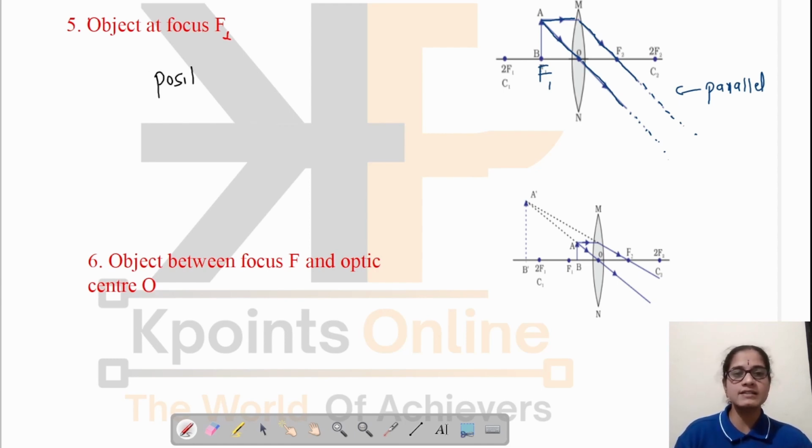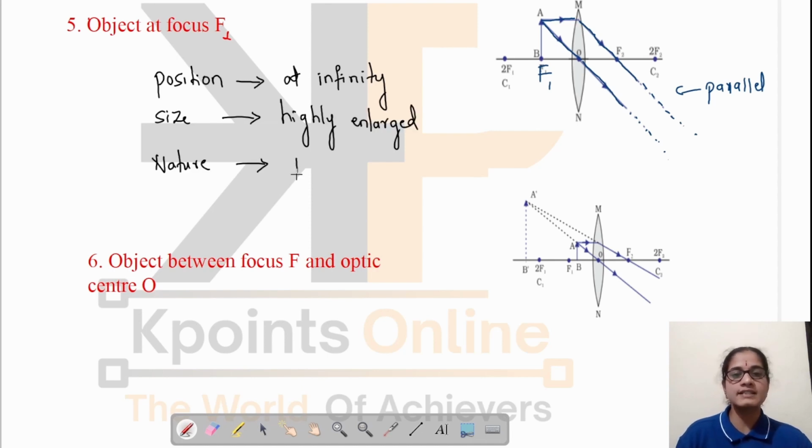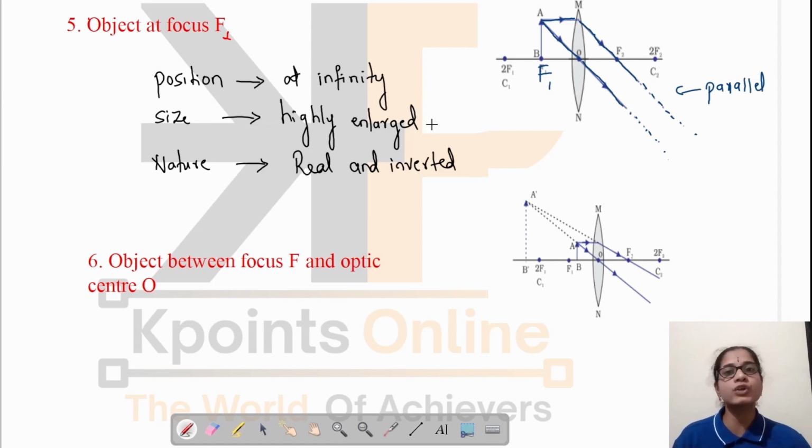So the real and inverted image is formed. Position of the image is at infinity. And size of the image, it is highly enlarged. And nature of the image, it is real and inverted. You can observe here, when the object was placed at infinity, the image was formed at principal focus. Now, when the object is placed at principal focus, the image is formed at infinity. Yes? Now, let us see the last case here.